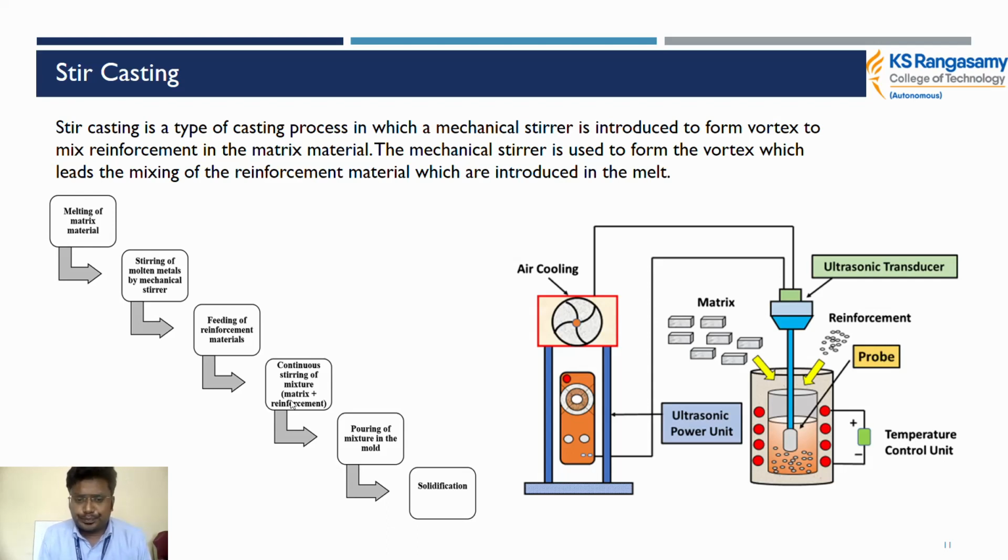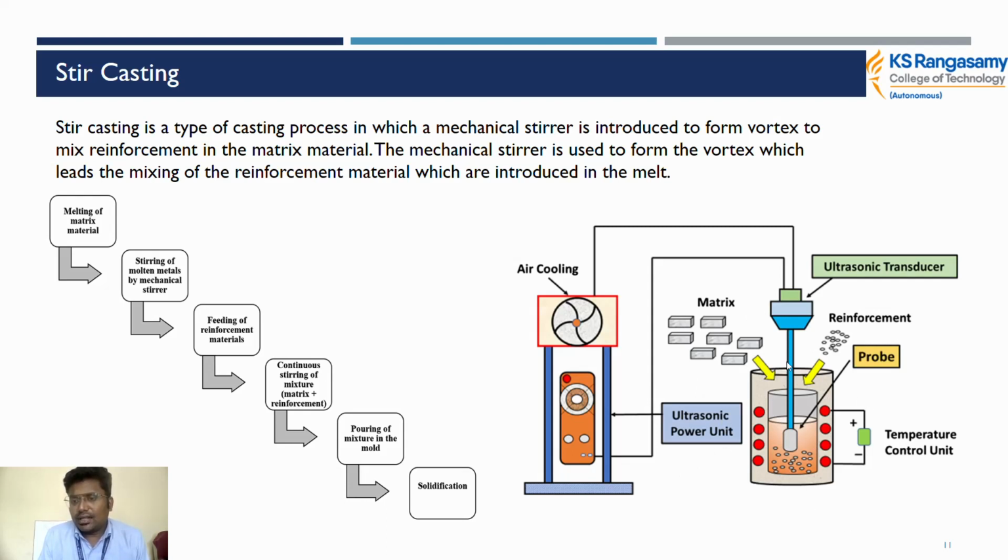For example, for an aluminum matrix using the stir casting method, we can use filler materials like titanium oxide, aluminum oxide, zirconium oxide, or silicon carbide. These are the filler materials we can add to the metal matrix, and the strength will be improved. Nano materials can also be used as filler material for metal matrix composites. Finally, pouring the mixture in the mold, and finally solidification. Solidification is the last one. So this is the process of the stir casting method.